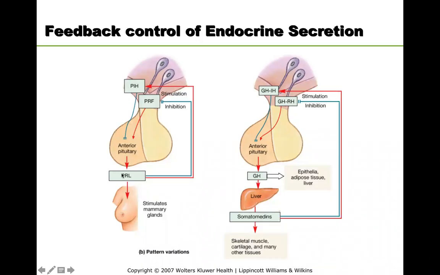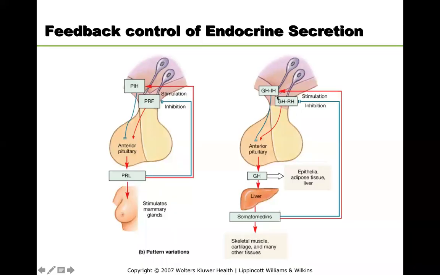Now, this prolactin, like we had learned in the last slide, does not act on an organ or gland to produce another hormone. Instead, prolactin acts on the mammary gland to produce milk. So the production of prolactin is in a little bit different manner than we had studied earlier.